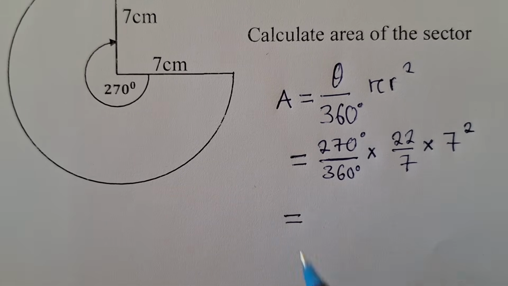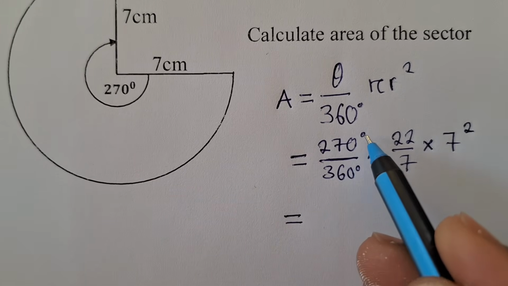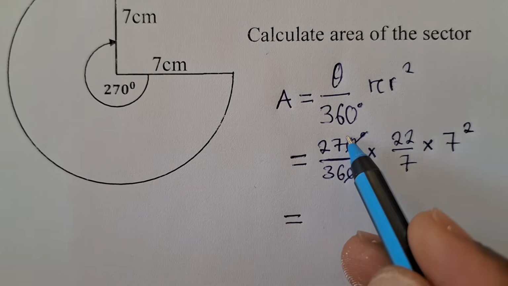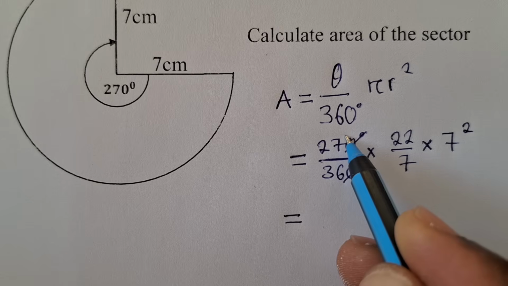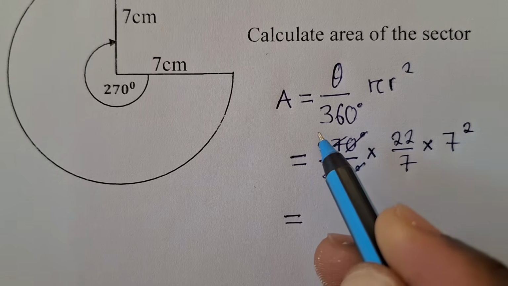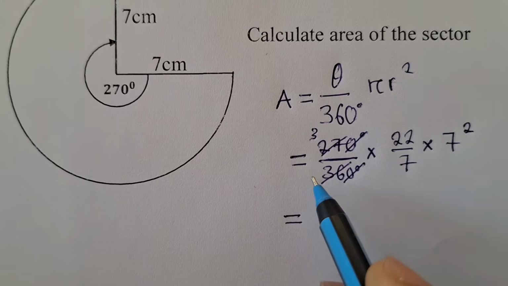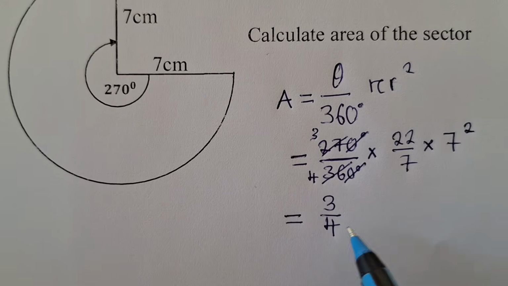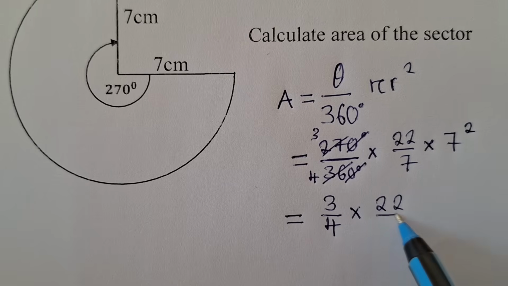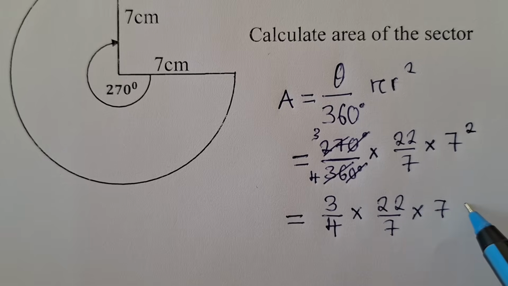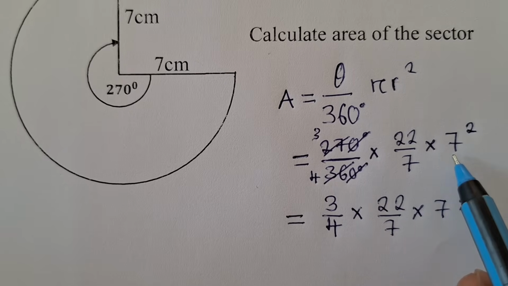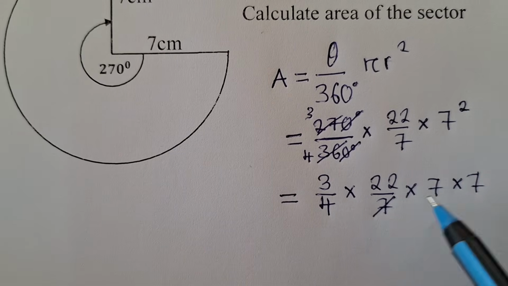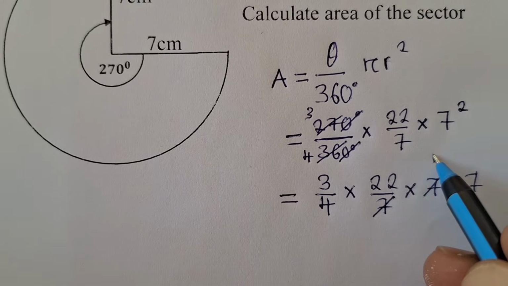So you can now say equal to, here we shall say the 0 and the 0 will cancel out. Remember, no calculator is allowed here. So you can say here 9 into 27, it's a 3. 9 into 36, that will give us a 4. So here we've got 3 over 4 times 22 over 7 times 7 times 7. Remember, 7 squared means 7 times 7. So here you can see this 7 and the 7 here will cancel out. We shall remain with a 1.